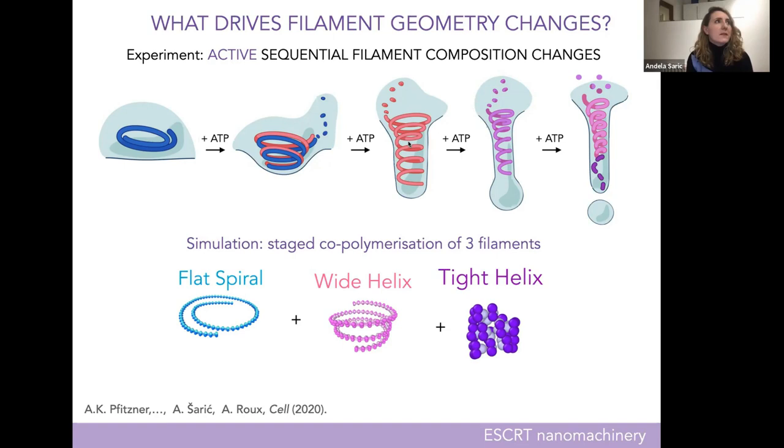So we thought that this can be recreated by polymerizing three filaments together. So a flat spiral that has a flat membrane binding face, then a wide helix that has a membrane binding face on the outside, and then a tight helix that also has a membrane binding face on the outside.